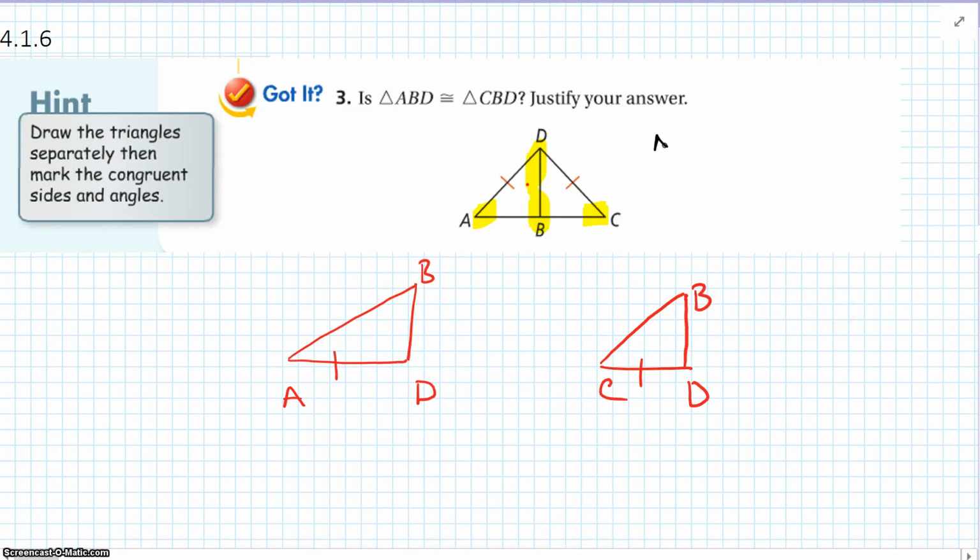So right now, we don't have enough information. Again, we just don't have enough information. If we knew this was a right angle, then we could definitely solve that it was congruent. So again, just not enough information.